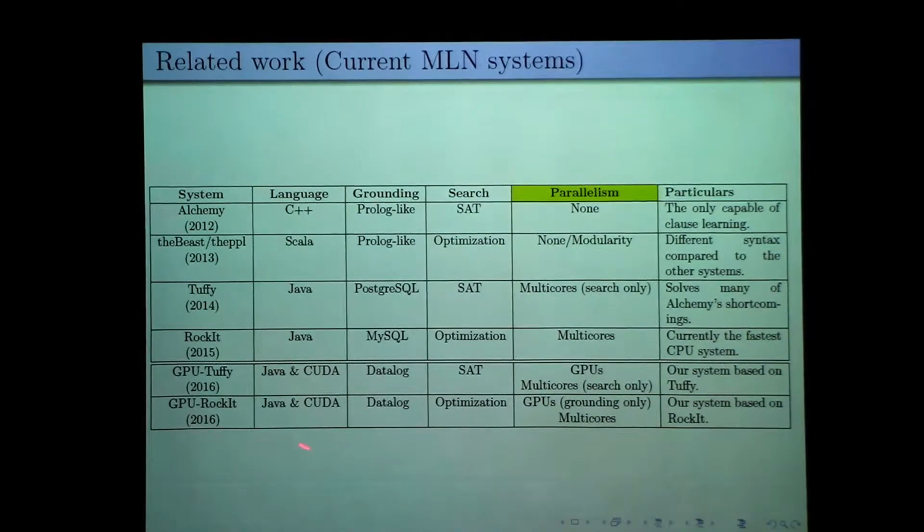And then our other system is based on ROCKIT. It is based on optimization, on solving an optimization problem. It uses the GPUs for the grounding. For the search, it uses the multicores, not the GPU.